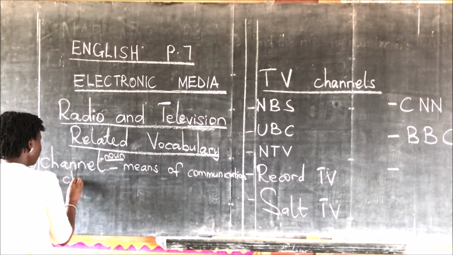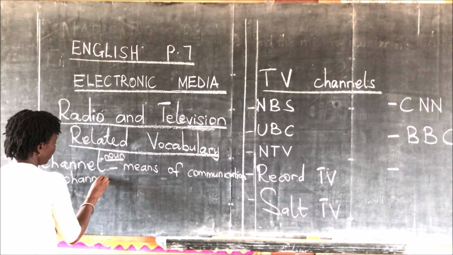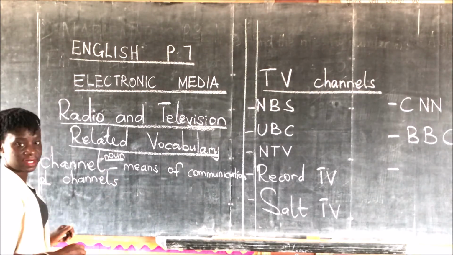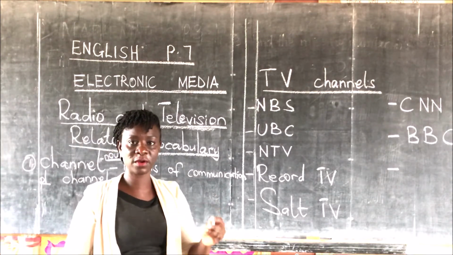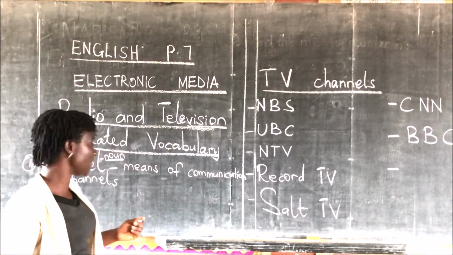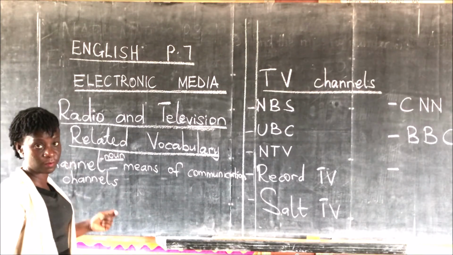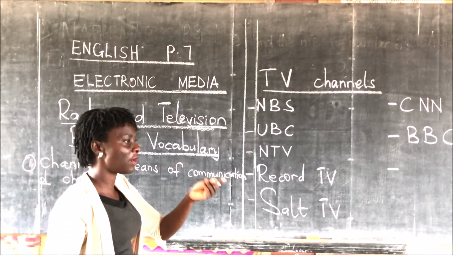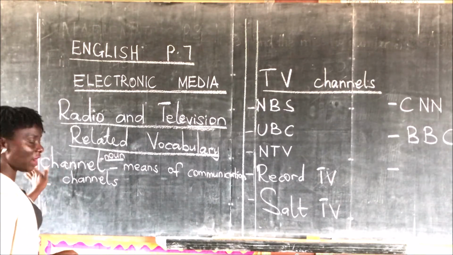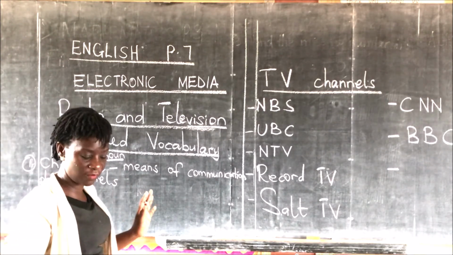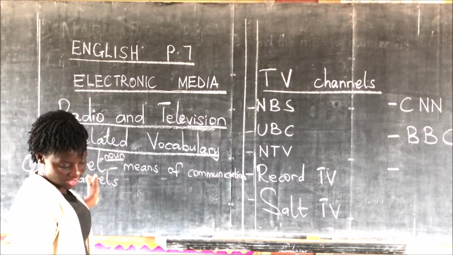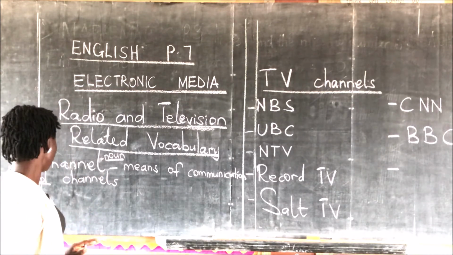The plural is channels, because the examiner would decide to ask you to give the plural form of the underlined word, and the underlined word is channel. Of course, the plural would be channels. Or write the plural form of the words below, and among those words you have the word channel. So that is the plural form.